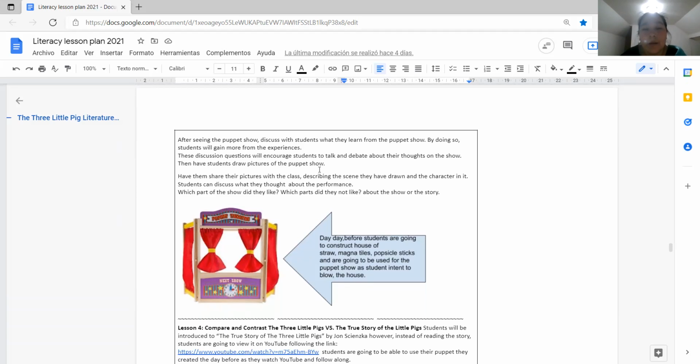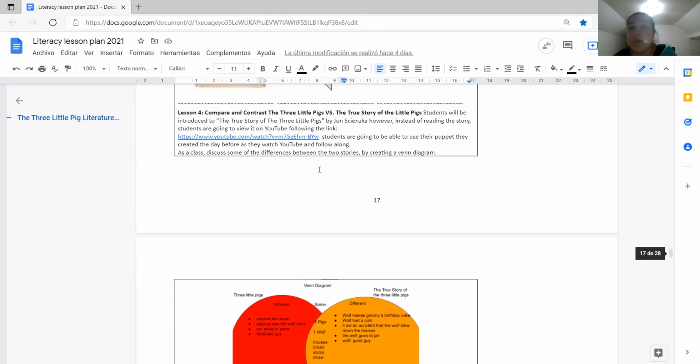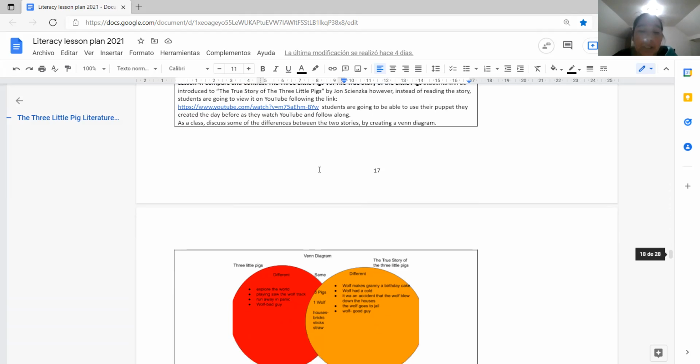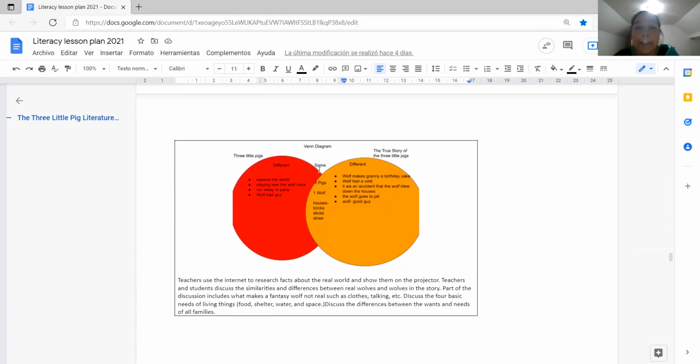And the 4th one is gonna be where we're gonna compare both the 3 little pigs and the true story of the 3 little pigs. In this lesson, we're gonna have students watch a YouTube video about the true story of the 3 little pigs. And we're gonna let the students use their puppets to follow along. And then when they're done watching the video, we're gonna do a Venn diagram to compare the 3 little pigs and the true story of the pigs.